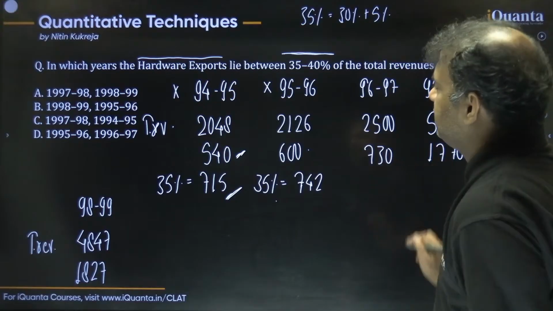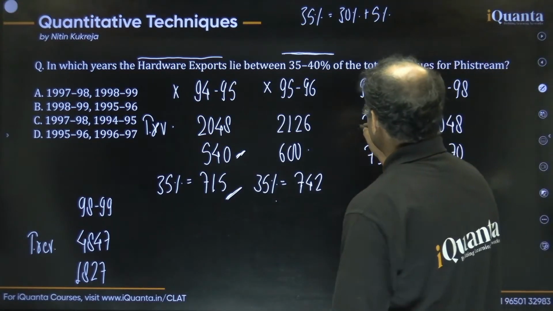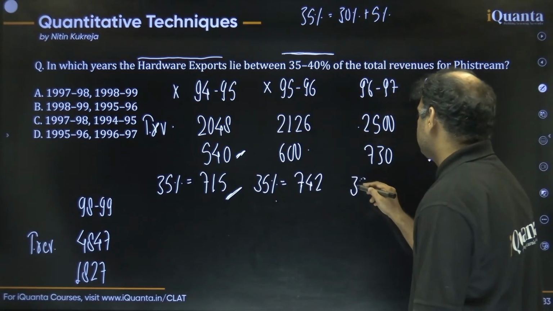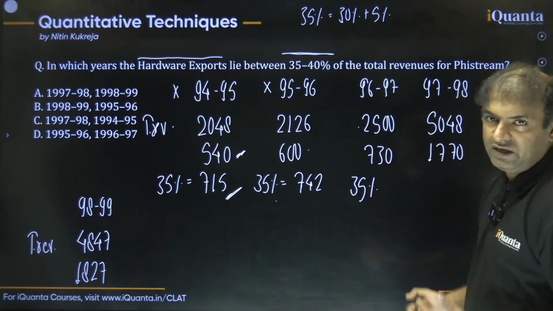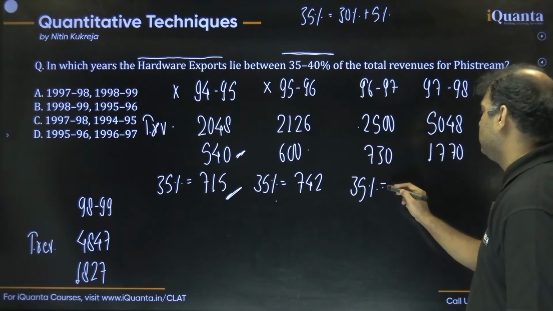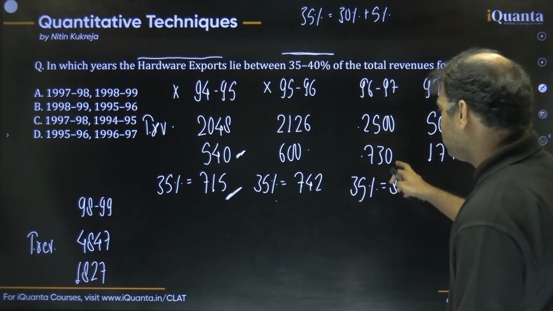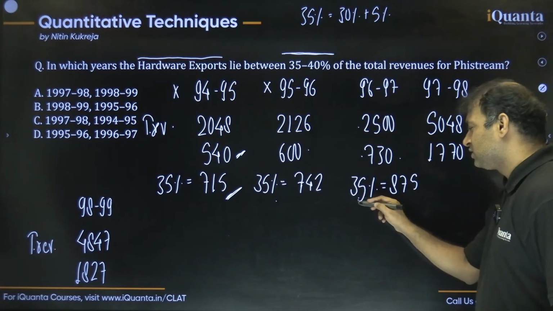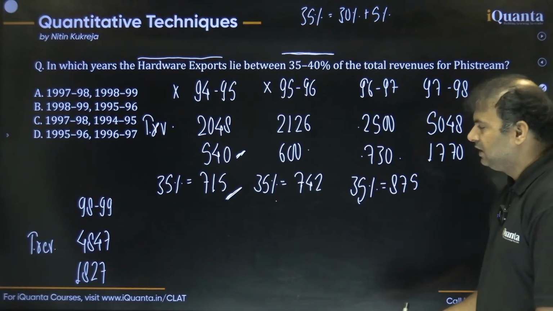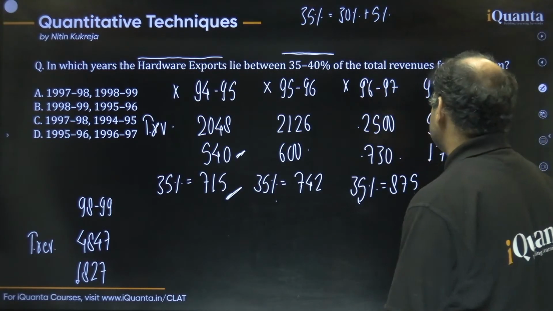Okay, next year, 96-97. So 2500, guys, what is 35% of this? 30% is 750, 5% is 125, so it should be 875. And look at this, the sales of hardware export is 730, which is obviously less than 35%. So this also should not be part of the answer.